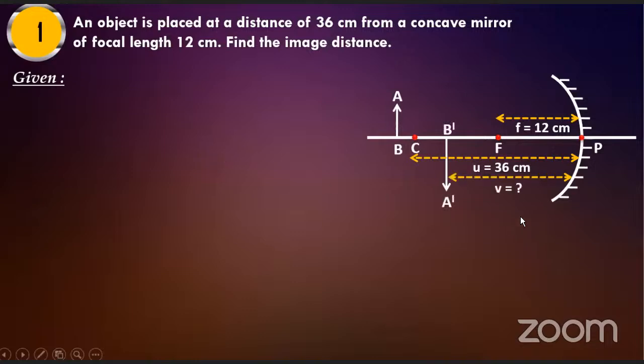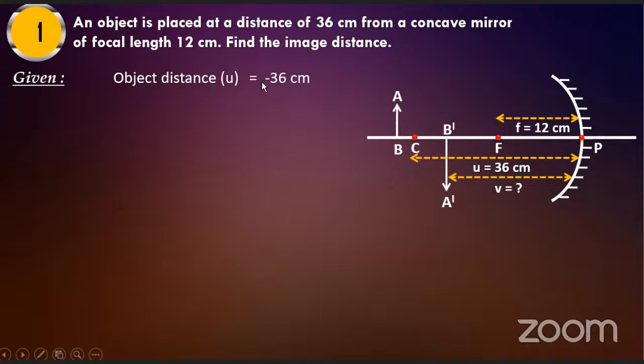So first, our task was to identify the position of the image in front of the mirror. We have identified that. Now the task is to find the value of v. The f value you know. Object distance, how much is it? 36 centimeters. Is it positive or negative? Negative. u is equal to minus 36 centimeters.